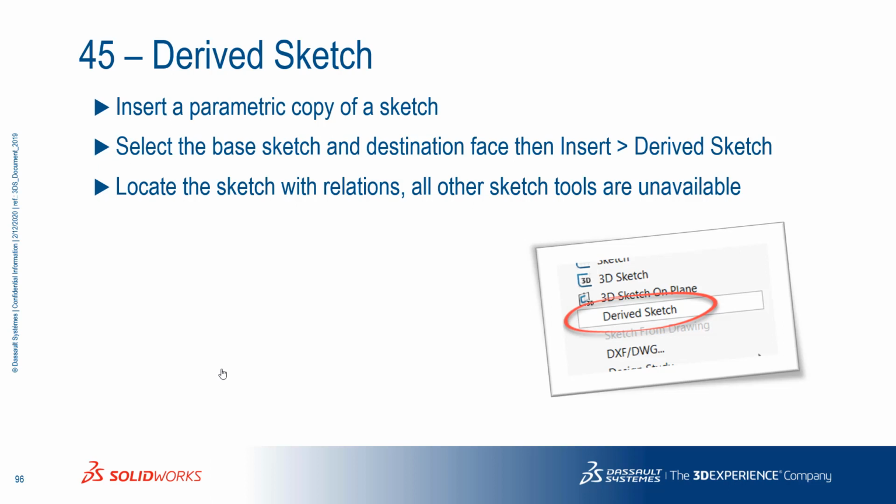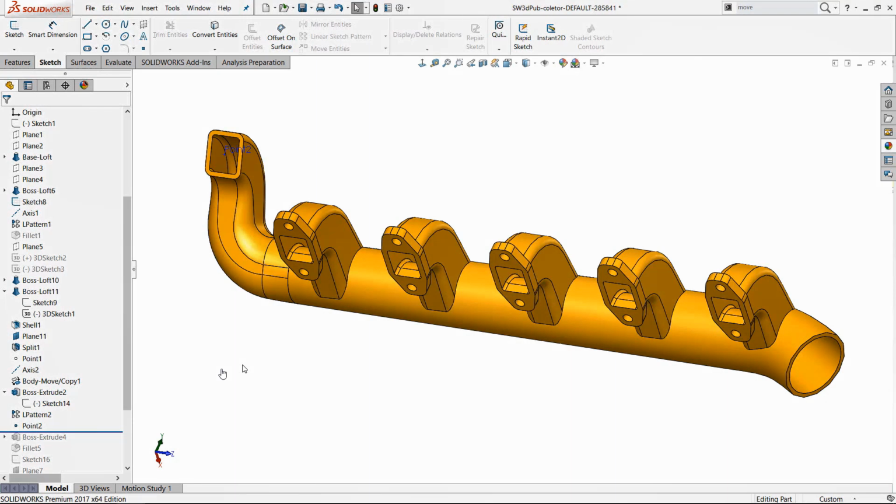Derived sketch. This is a way to copy your sketch, but not just a copy, it's linking it, okay? Derived sketch basically copies a sketch, puts it on another plane, but you can't edit it. You can only locate it. So if you make changes to the parent sketch, the changes update, right? So it's a good way to have not just a copy, but a linked copy or a derived copy, all right? So let's take a look at this.